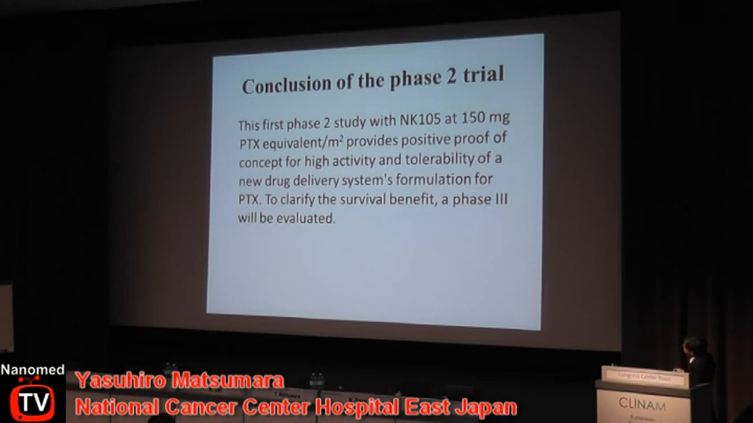Now the conclusion: this first phase 2 study with NK115 at 150 milligram paclitaxel equivalent per square meter every 3 weeks provided positive proof of concept for high activity and tolerability of a new drug delivery system formulation for paclitaxel. To clarify the survival benefit, a phase 3 will be evaluated.